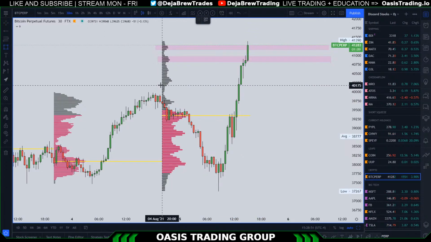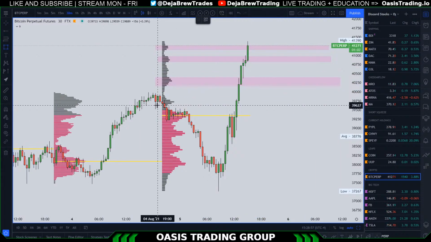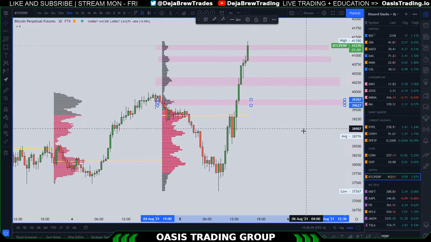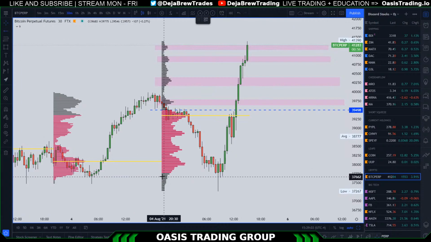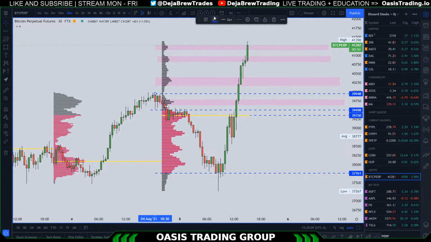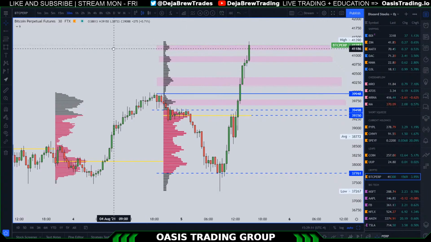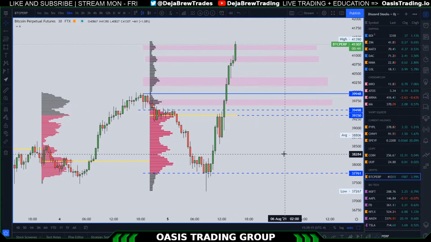We have a small one there. I'm going to ignore that. And then we have a big one here. And then we have a big one here as well. And then we have our value area high, the low, the POC. And then you can mark out this volume gap right here. It's a pretty significant gap. And that's pretty much it. Those are all our important levels on the day.